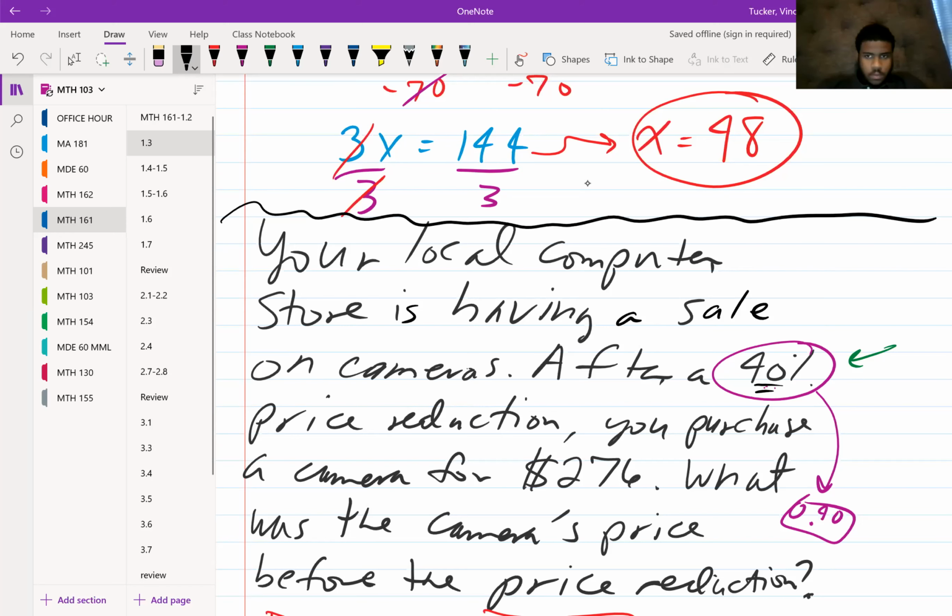When they say 40% price reduction, do they mean that it was reduced down to 40% or reduced by 40%? By 40%. Freaking decimals.